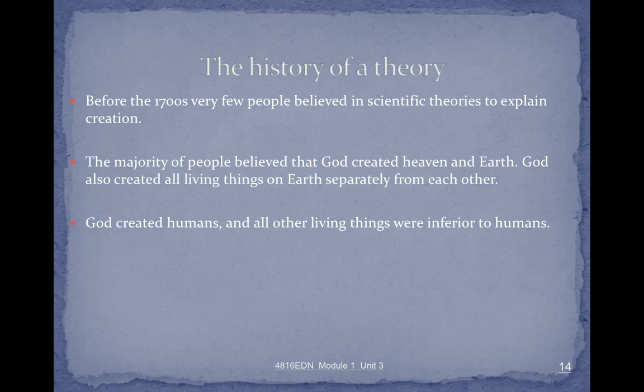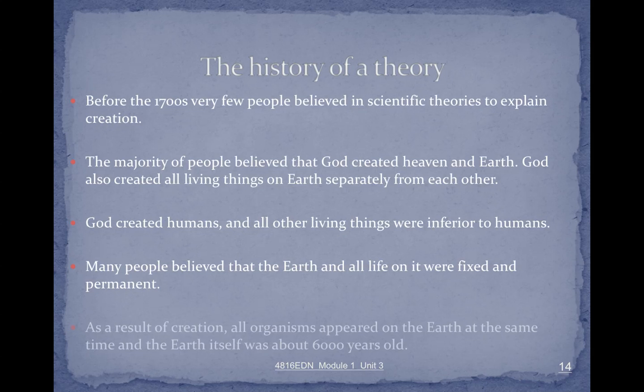And God created humans, and all other living things were inferior to humans. Okay, so it was a very superior view that man was the dominant being in the universe, not just on Earth, but in the whole universe. Many people believed that the Earth and all life on it were fixed and permanent, so they didn't have a tentative view. And as a result of creation, all organisms appeared on the Earth at the same time, and the Earth itself was about 6,000 years old.